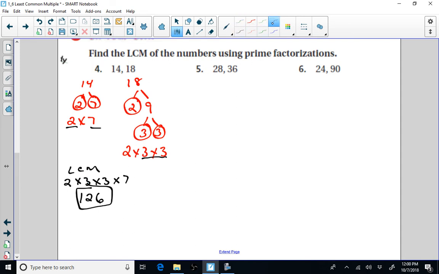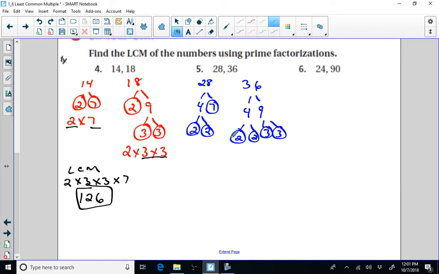We have 28 and 36. I start with my factor tree for 28. 28 is 4 times 7. 7 is prime, 4 is not. 4 is 2 times 2. They're both prime. For 36, I factor 36. It's going to be 4 times 9. Neither is prime. 4 is 2 times 2. 9 is 3 times 3. They're both prime. I write the prime factorization for 28. That's going to be 2 times 2 times 7. And the prime factorization for 36 is 2 times 2 times 3 times 3.